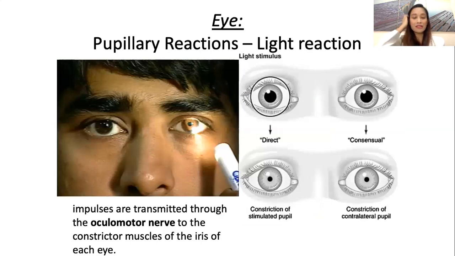So we'll just describe briefly the different reflexes in the eye, the pupillary reaction. You have the light reaction. When you shine a light in one of the eyes, the impulses are transmitted through the optic nerve to the visual cortex, and then a signal is sent to your oculomotor nerve to constrict the muscles of the iris so that the pupils will constrict. So when you shine a light in one eye, from dilated it now will constrict because of the pupillary light reaction, and that's called your direct reaction. But if you look at the other eye, you will also see a consensual reaction. Even if you don't shine a light on this eye, it will also cause a constriction of the contralateral pupil.